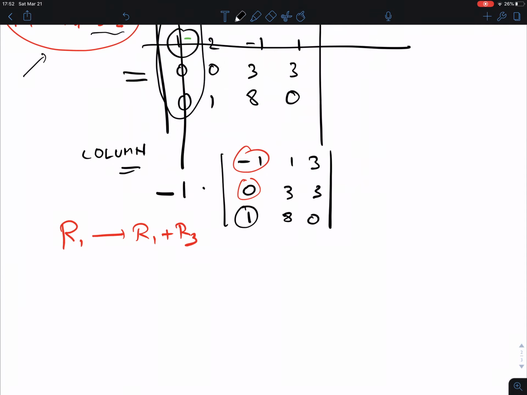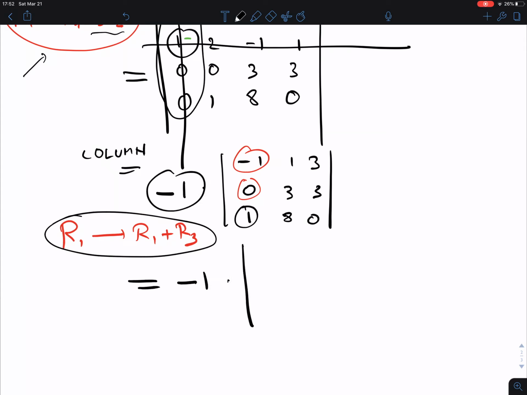Okay. Again, since this type of row operation doesn't change anything, I get -1 times the new matrix that I get by doing this row operation. So what I'm doing is just adding, right? I'm just adding that to that. That is minus, adding that to that. That's a 0, 9, 3, and then nothing else happens here. 0, 3, and 1, 8, 0. You got that? Okay.